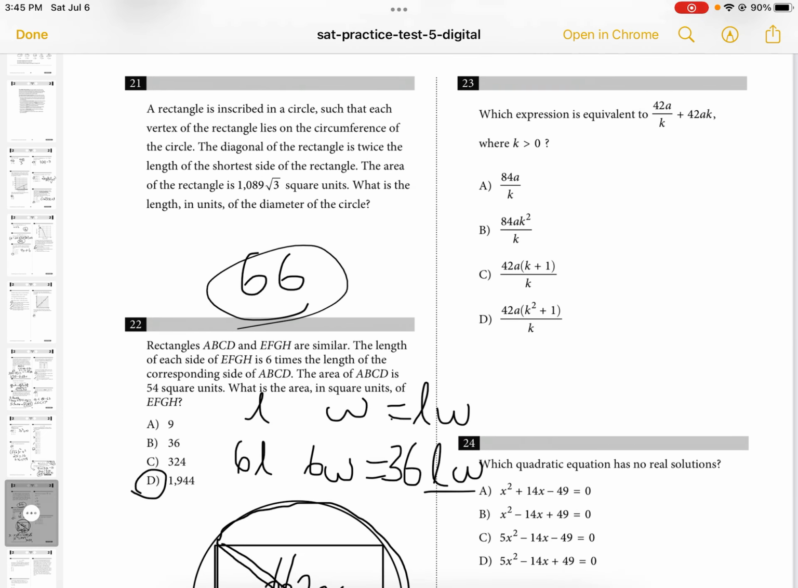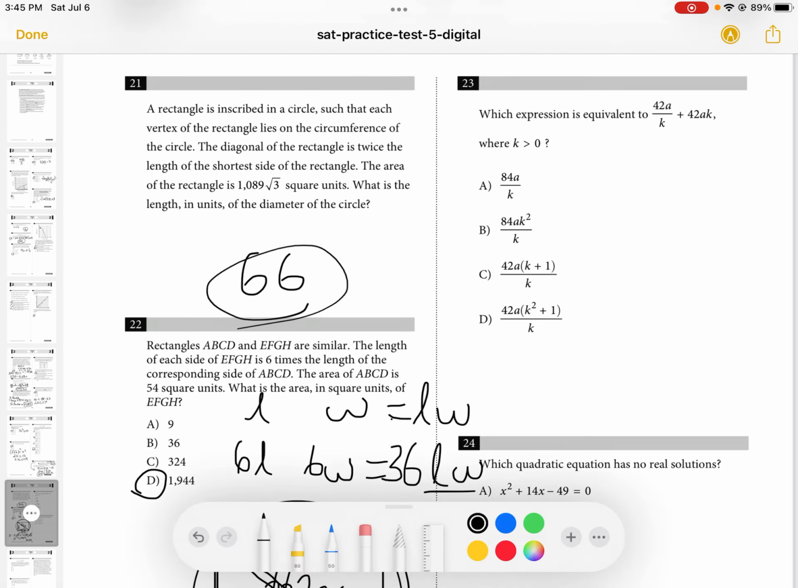Which expression is equivalent to 42a over k plus 42ak, where k is greater than 0? Okay, so we're going to put everything under k, because that's what all the answer choices have. The first fraction is just 42a, that carries over. But for the second fraction, we divided by k, so we have to multiply by k as well.